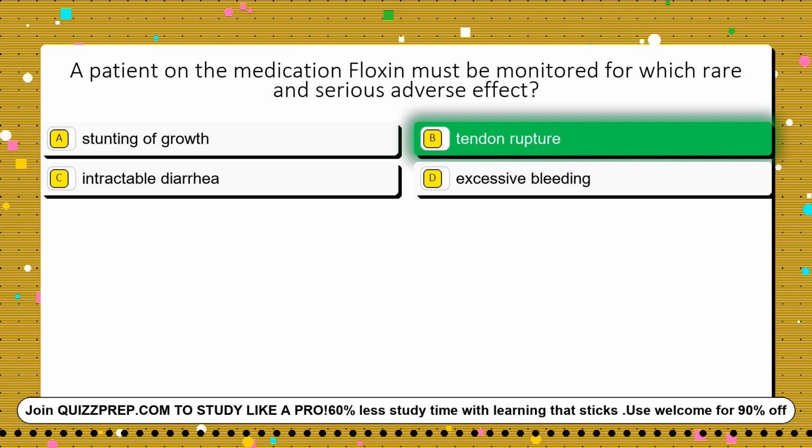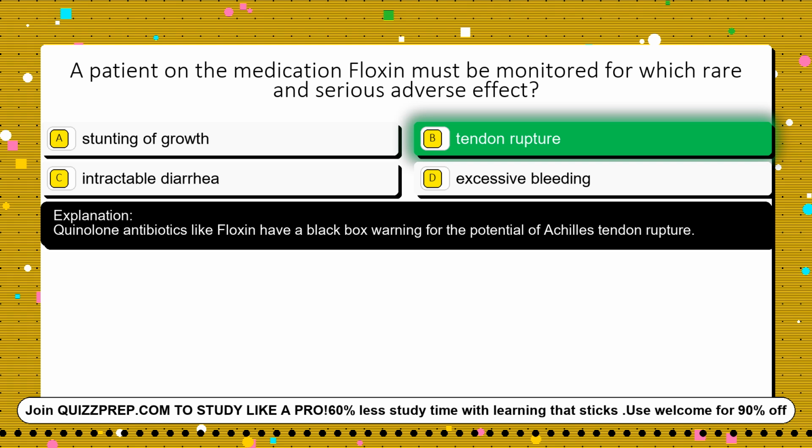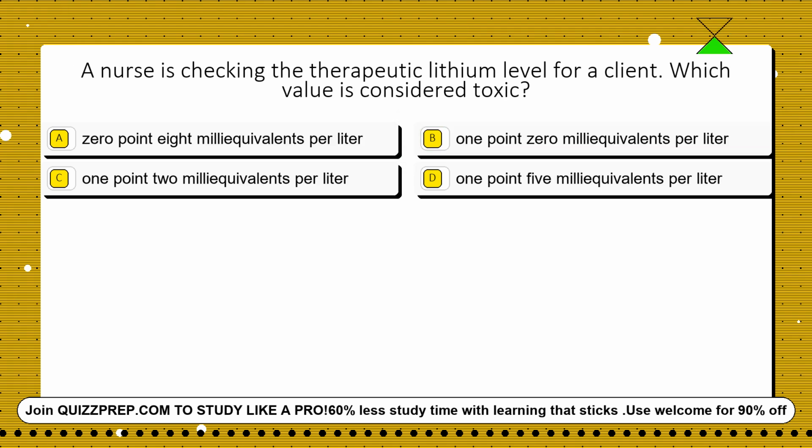The correct answer is option B, tendon rupture. Quinolone antibiotics like Floxin have a black box warning for the potential of Achilles tendon rupture. Question 24. A nurse is checking the therapeutic lithium level for a client. Which value is considered toxic?